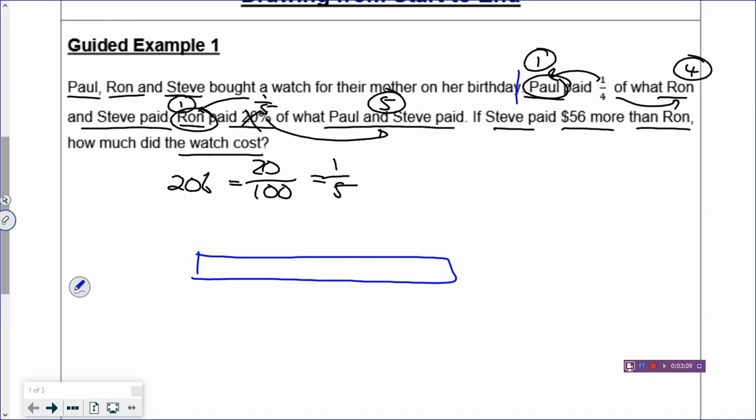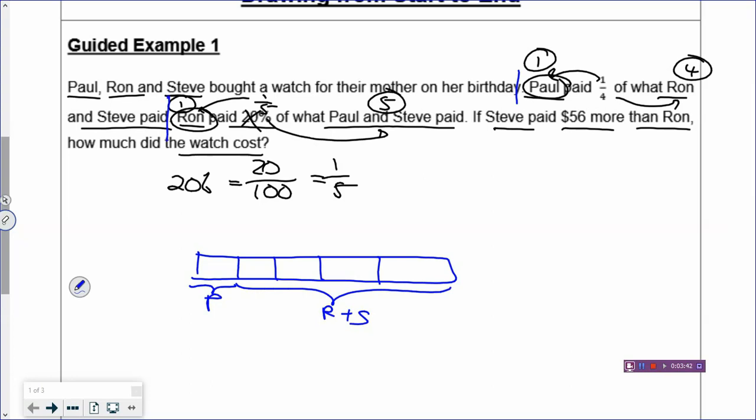Paul paid 1/4 of what Ron and Steve paid. So together, these 3 persons paid 5 boxes. Paul paid 1, Ron and Steve paid 4, so together they have 5 boxes. So you cut the rectangle into 5 boxes. The present costs 5 boxes, and you can label: Paul paid 1 box, Ron and Steve paid 4 boxes. That's how you draw out the next sentence. Now you go to the next one.